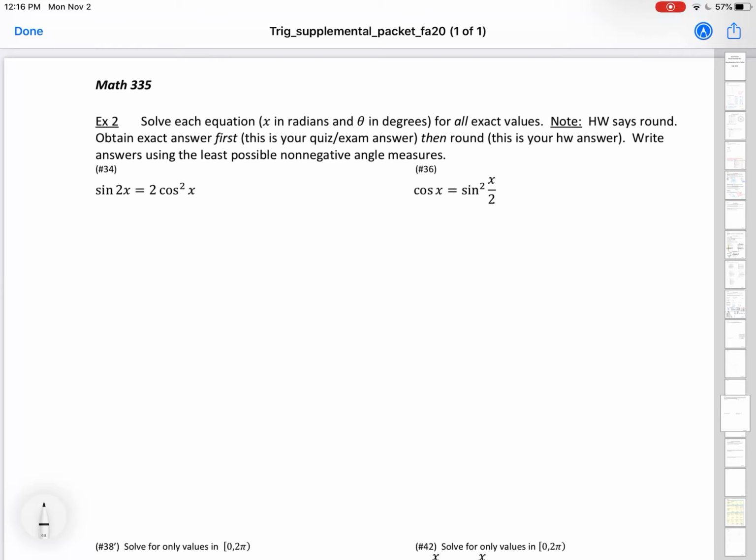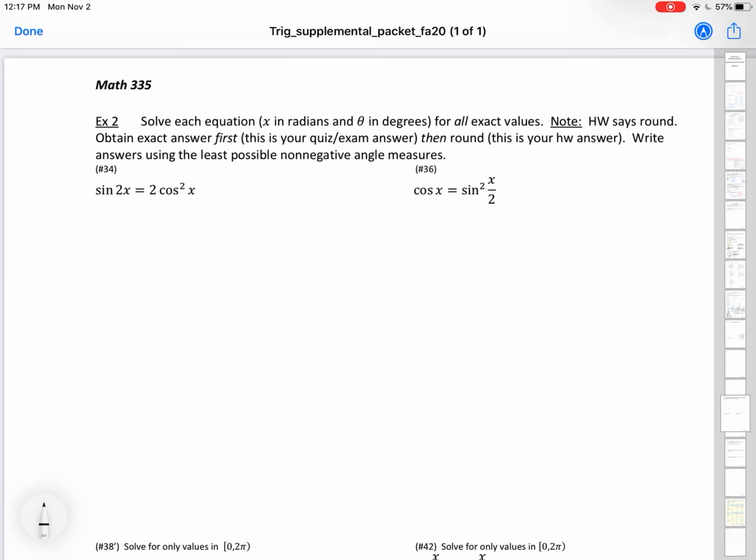So for example 2, they're grabbing from questions that are in the late 30s. Solve equation x in radians, theta in degrees for all exact values. Notice that we want exact value. Homework says to round. Obtain that exact answer first, because this will be your exam answer, and then round that so that you can get your homework answer using the least possible non-negative angle measures.